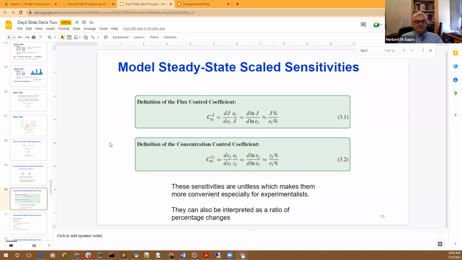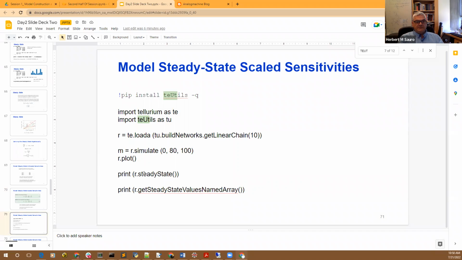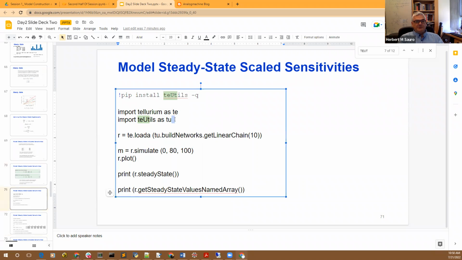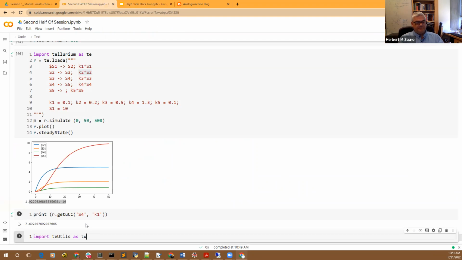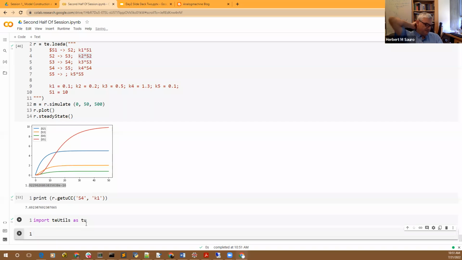Okay, let's go on here. So we've done that. What I'm going to do now is use this utilities package called TE-utils. You'd have to install that if you don't have it, just using a pip install.